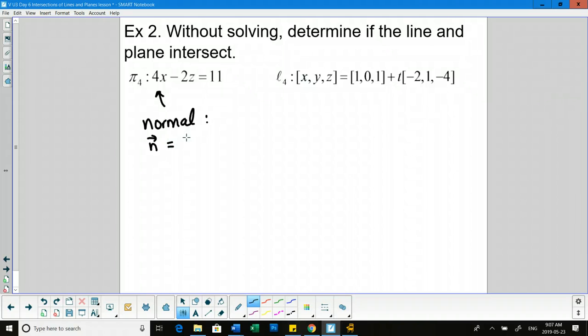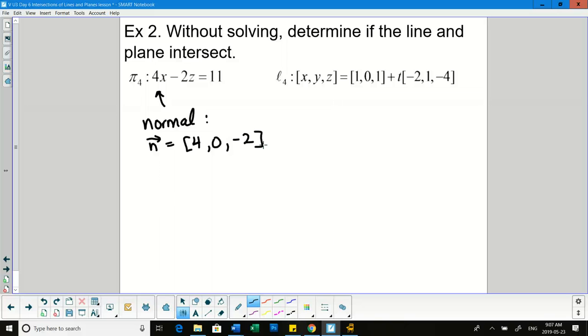Close. 4, 2, 0. 4, 0, negative 2. 4, 0, negative 2 is correct. The y is 0, right? Okay, so the normal of this plane, can somebody explain to us what I mean when I say normal? What does that mean? Perpendicular to the point? The line. To the plane.